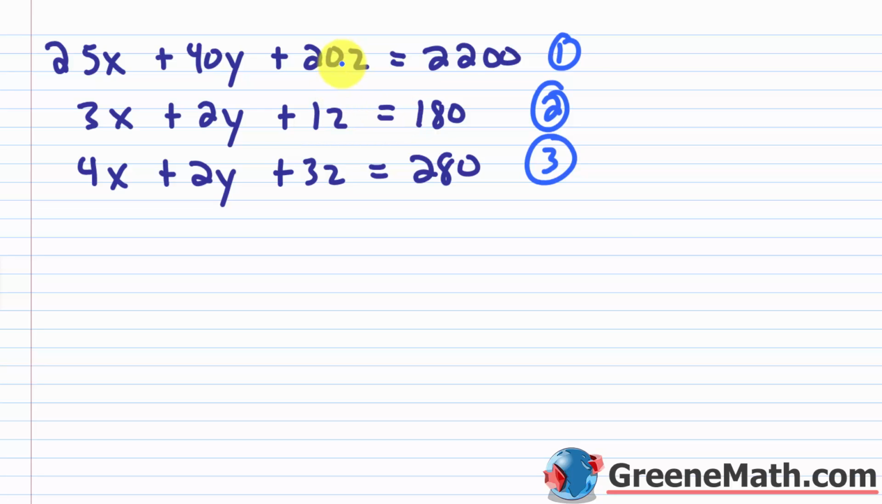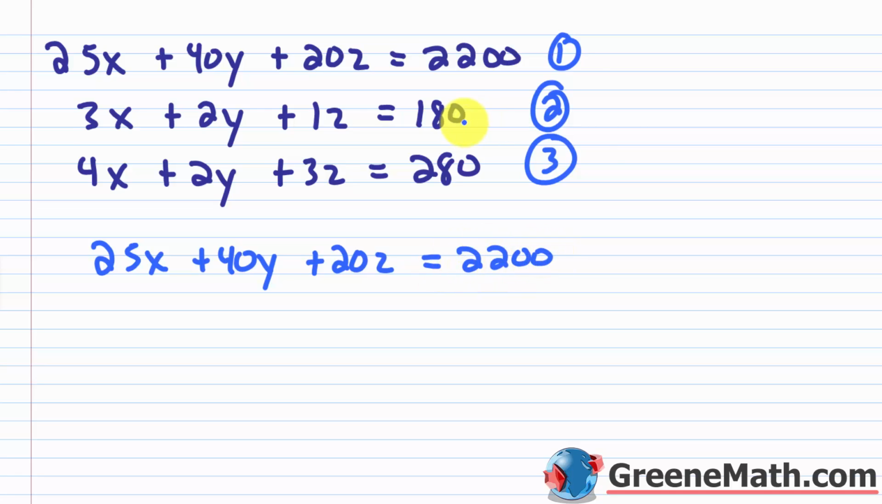And I'm going to start with 1 and 2 and just multiply equation 2 by -20. So I'm going to keep equation 1 as it is. So 25x plus 40y plus 20z equals 2,200. And again, for equation 2, I'm going to multiply both sides by -20. So -20 times 3x would be -60x. -20 times 2y would be -40y. And you see that now I have opposite coefficients on y.